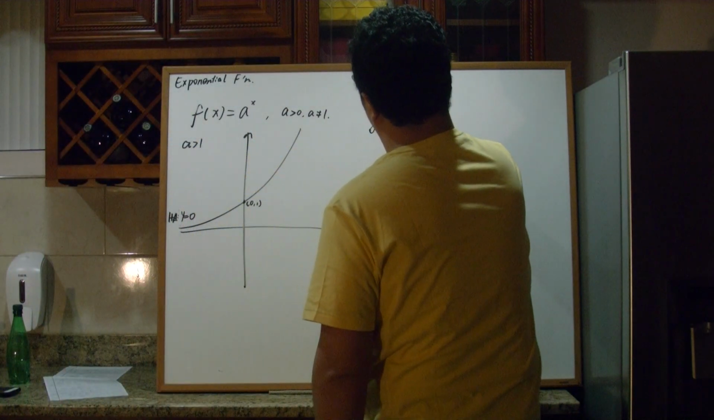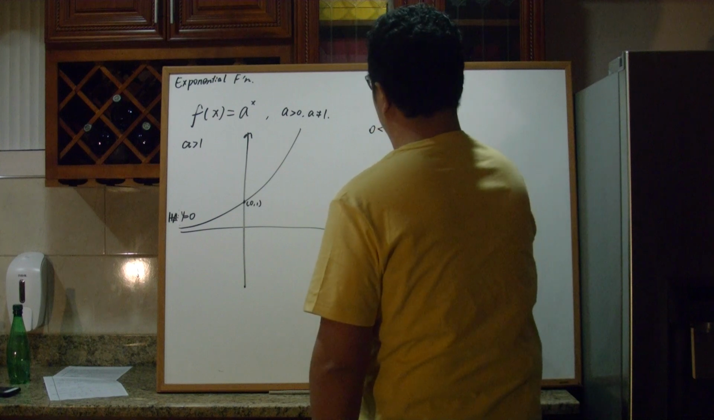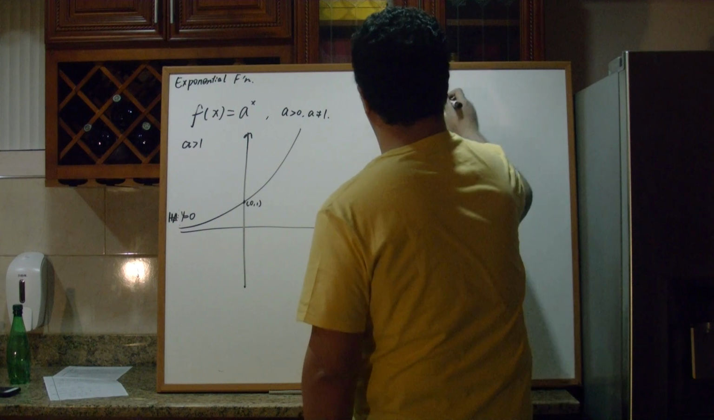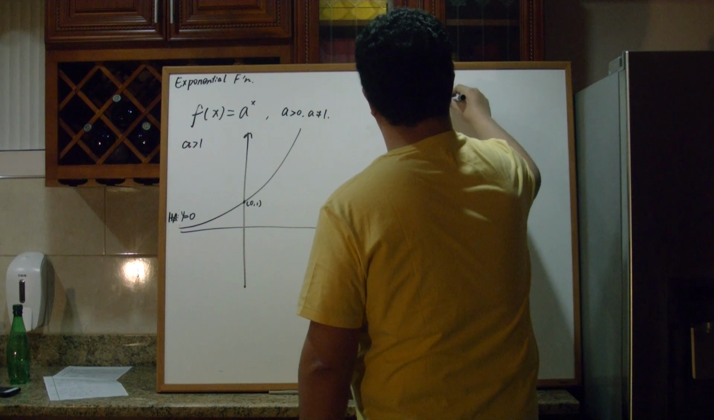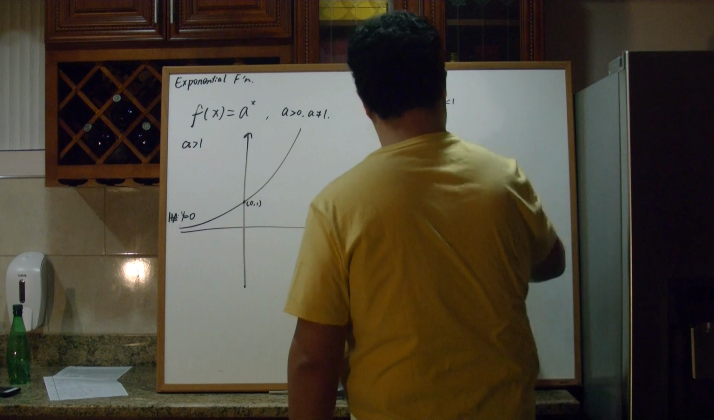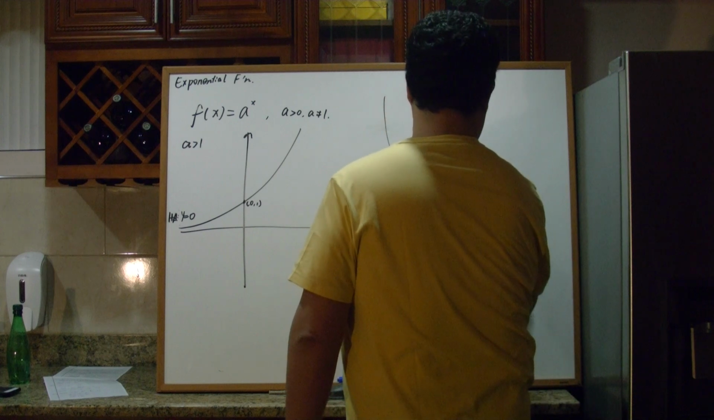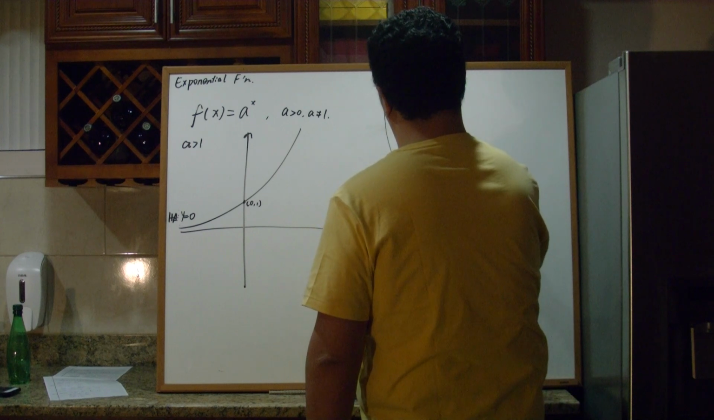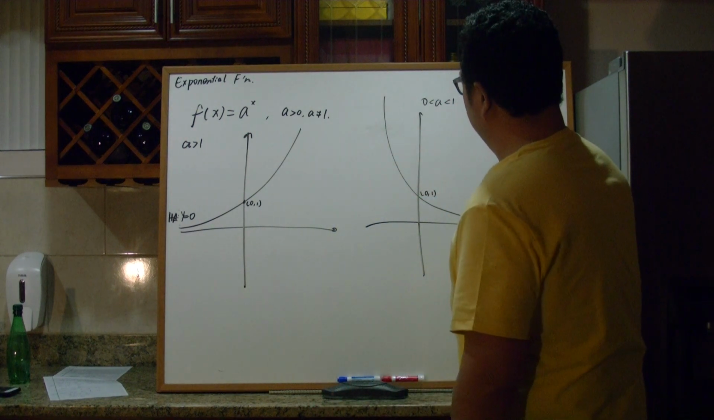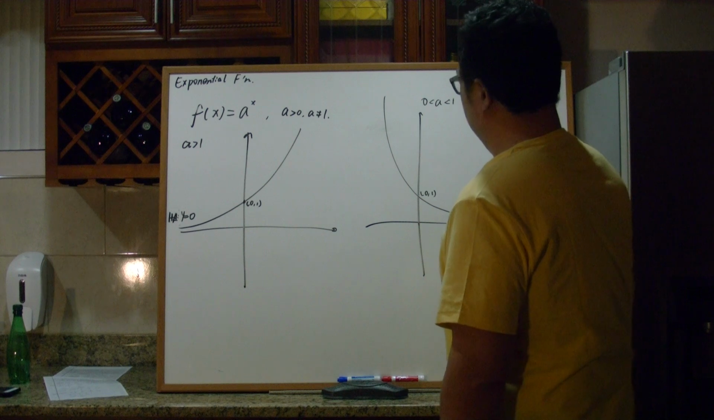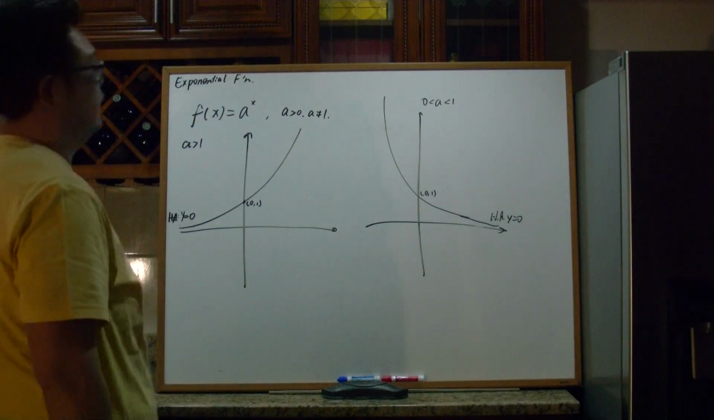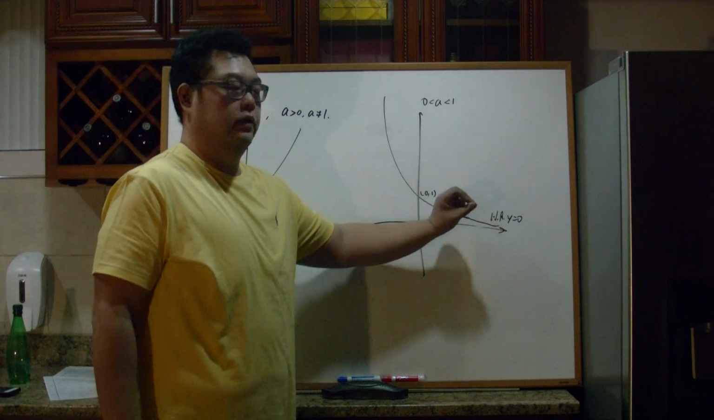When a is between 0 and 1, that's the other side, flipped. It still passes through 0, 1, it will go to infinity on the left, and we'll have a horizontal asymptote on the right. As x approaches infinity, our y will approach 0.